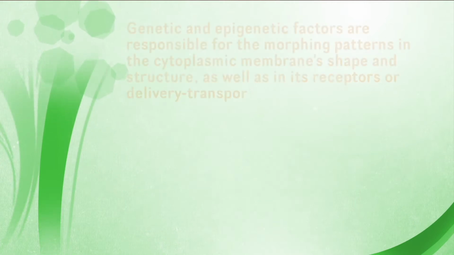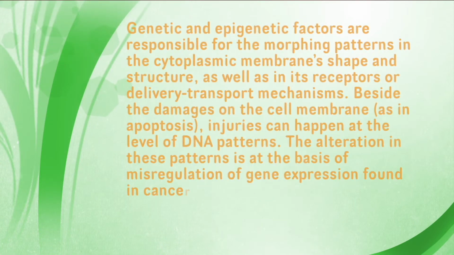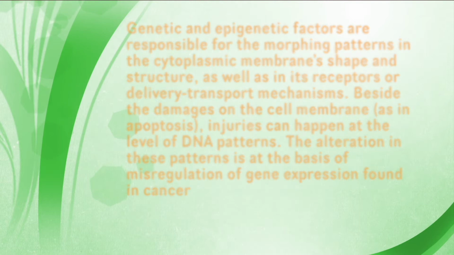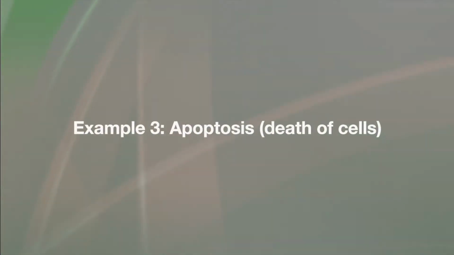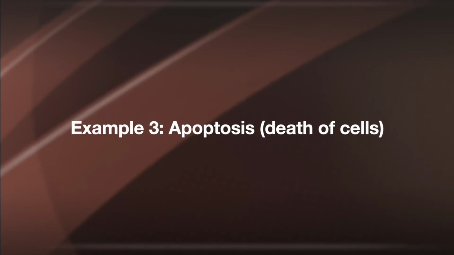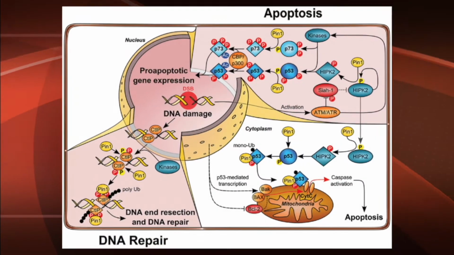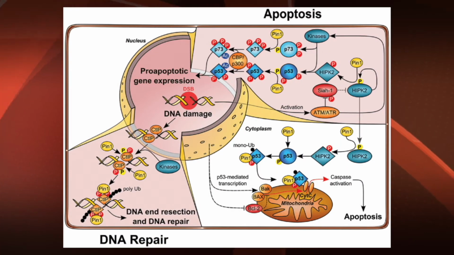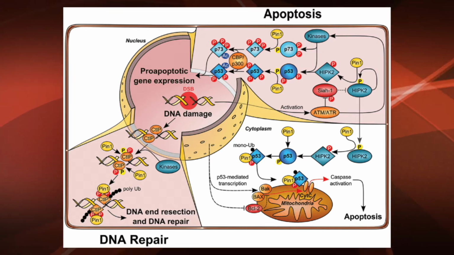Now, from the perspective of cellular and molecular neuroscience, this really leads us to developmental neuroscience, because one of the good things to keep in mind is that there are genetic and epigenetic factors, for instance, the arrangements related to congenital malformations and metabolic errors. Now, these factors are responsible for the morphing patterns in the cytoplasmic membrane's shape and structure, as well as receptor or delivery transport mechanisms. Besides the damage on the cell membrane, injuries can happen at the level of DNA patterns. The alteration in these patterns is at the basis of misregulation of gene expression found in cancer.